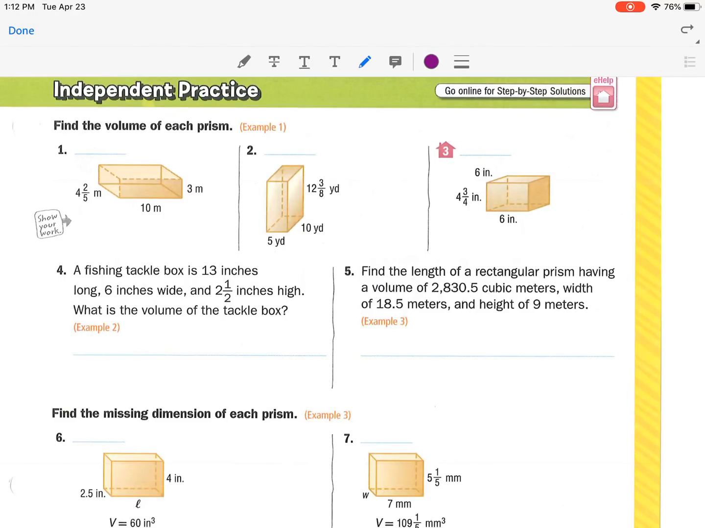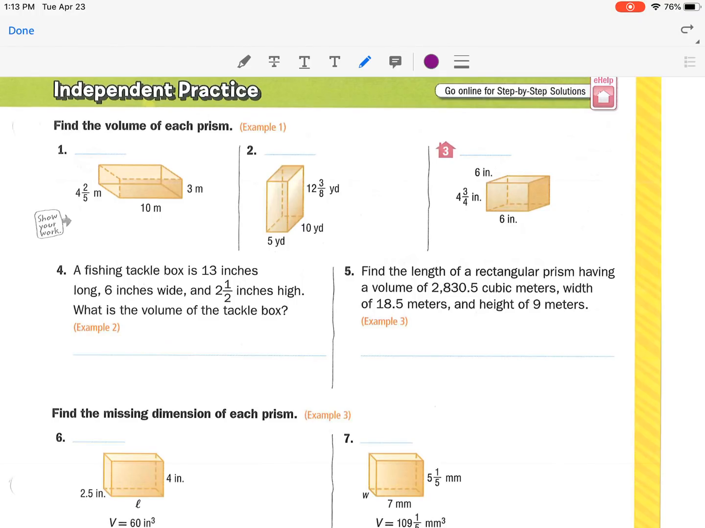Okay, so we are going to work on the independent practice piece on page 743, but we're going to do this together as a group. Yes, you need to do these with me, even if you think that you just know these, but we are going to practice because this is the foundation to lead us into tomorrow when we are dealing with a triangular prism. So all of these are rectangular prisms because they all have a rectangle for the base.